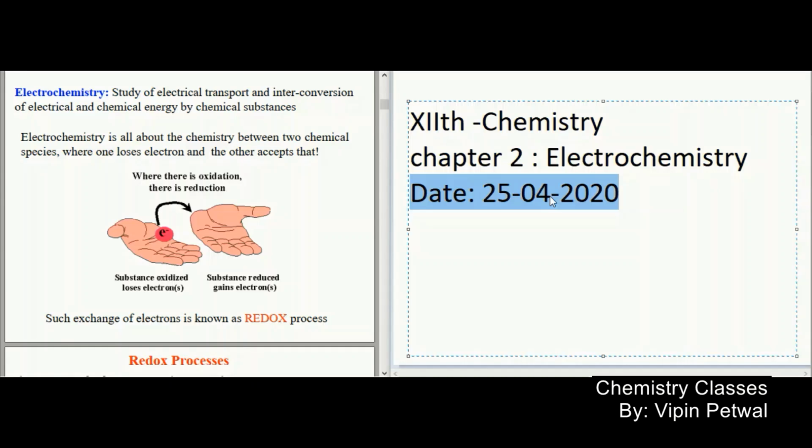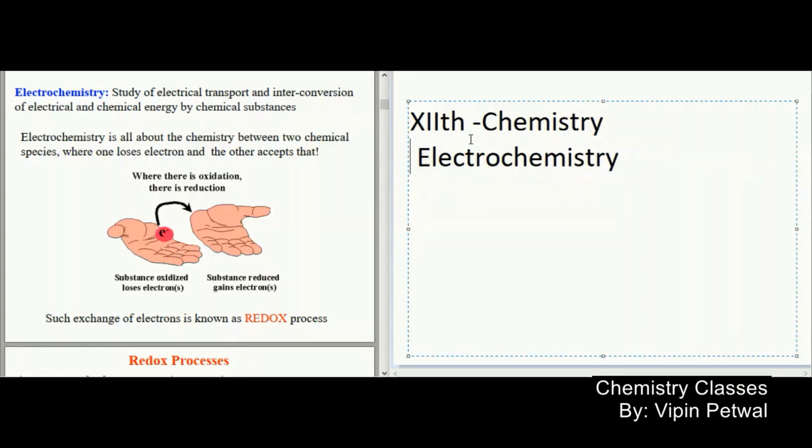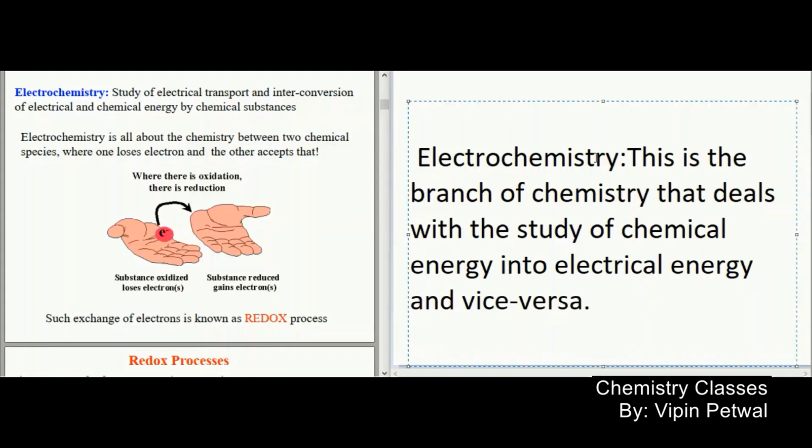Okay. So electrochemistry is the branch of chemistry that deals with the study of interconversion of electrical energy into chemical energy and vice versa. Simply, the definition will be as follows. You can see this is the branch of chemistry that deals with the study of chemical energy into electrical energy and vice versa. So here simply we can say it is all about the chemistry between two chemical species where one loses electrons and the other accepts electrons.